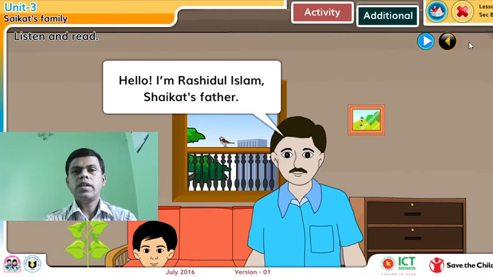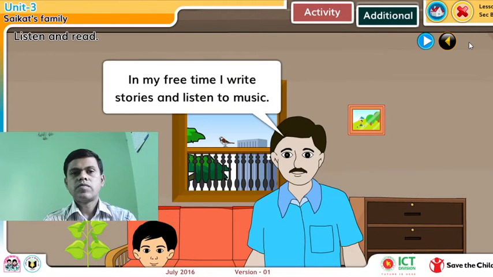Then go to... Hello, I am Rashidul Islam, Shoykot's father. I am a banker. In my free time, I write stories and listen to music.